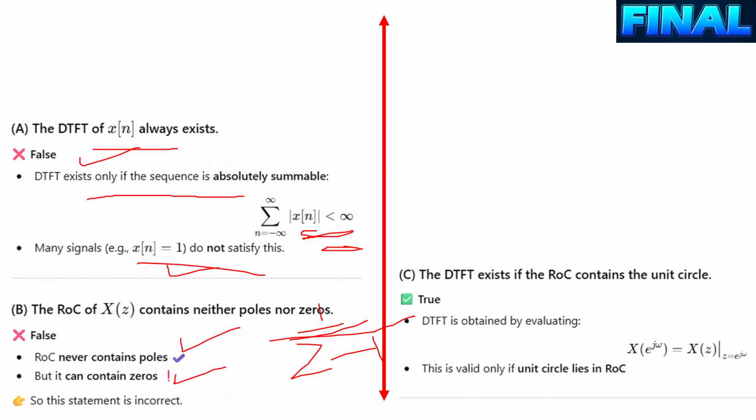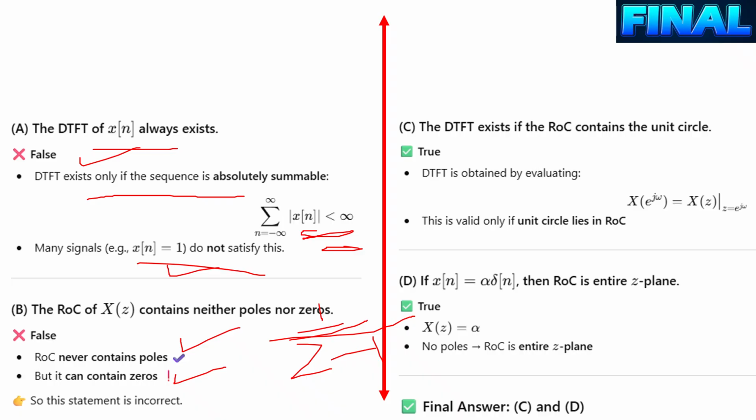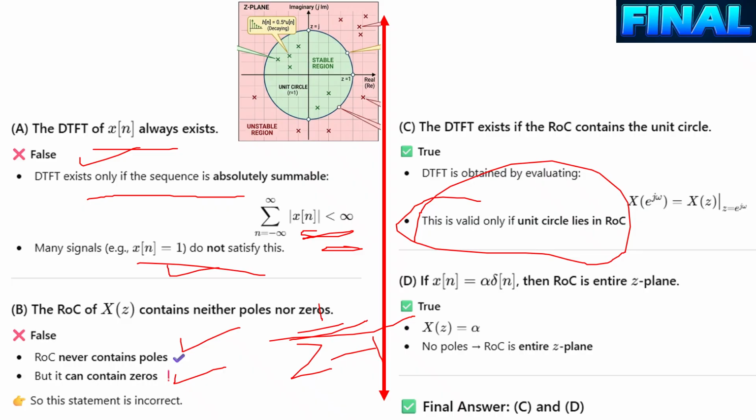So this is not the correct one. Third, the DTFT exists if the ROC contains the unit circle. That is also correct, because whenever we talk about the unit circle, it will always lie in the ROC. So here is your unit circle, right? And x of n, we have already seen in the last slide. So x of n is delta of n. In that case, the ROC will be the entire plane, meaning magnitude of z is always greater than or equal to 0, right? So this is the correct one.